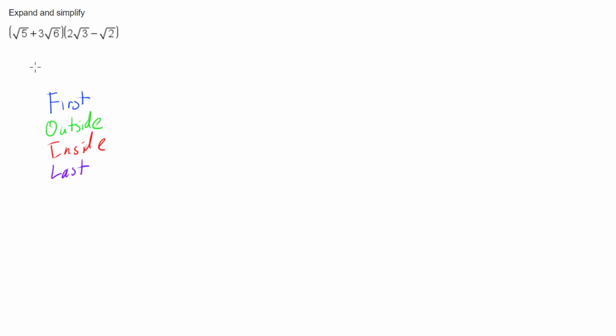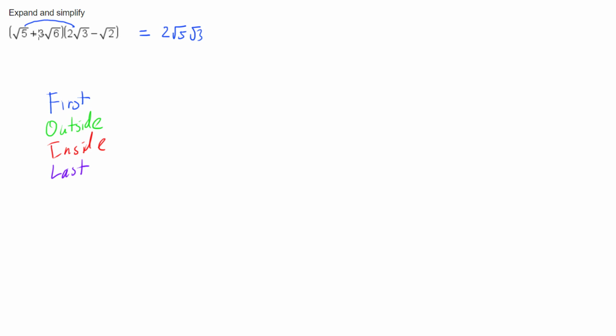So let's do the first two terms first. The first two terms is the root 5 going to be multiplied by the 2 root 3. So I'm first going to do root 5 times root 3, which is going to be 2 root 5 root 3. So we've got 2 root 3 and root 5.